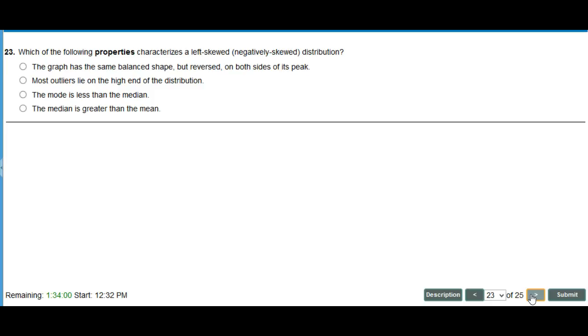Question 23. Which of the following properties characterizes a left-skewed or negatively skewed distribution? The graph has the same balanced shape, but reversed on both sides of its peak. Most outliers lie on the high end of the distribution. The mode is less than the median. The median is greater than the mean.